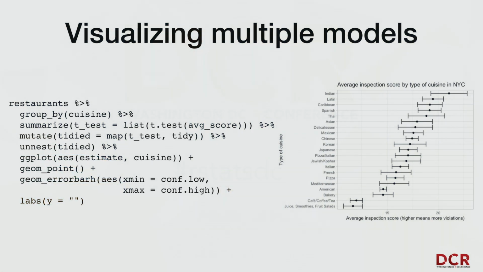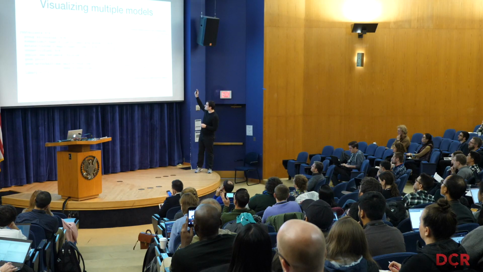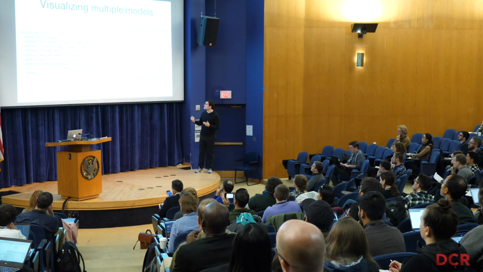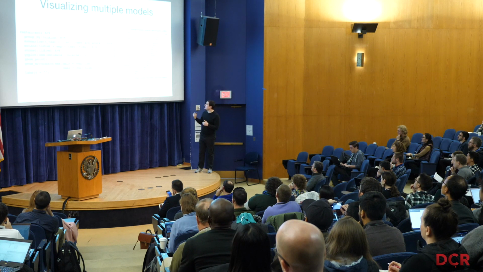So why would we want to create a table of many objects? That would cover a much larger scope than what I have time to talk about today. But here's one example: we could take those, use the broom package to tidy them, and then visualize multiple models, such as here. It shows what types of restaurants have the most violations. Turns out juice smoothies and cafes have the fewest. Indian, Latin, Caribbean, Spanish, Thai have some of the most. And you get individual confidence intervals for each of them. So that comes from visualizing many models.